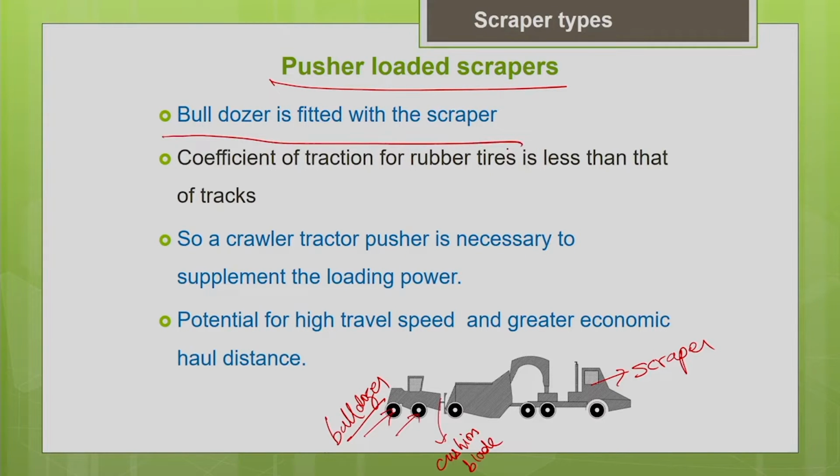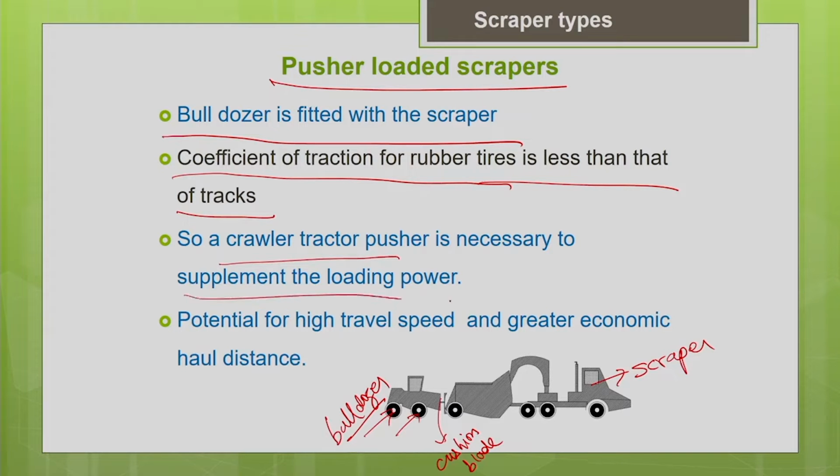Here you know that the coefficient of traction for the rubber tire is less than that of tracks. So we are taking the help of the crawler tractor pusher to supplement the loading power of the scraper. Only when the scraper is cutting the earth and filling its bowl, that is during the loading operation, I need the help of the pusher. Once the bowl is completely filled, the pusher can be detached from the scraper and the scraper can haul the material by itself. So we need the assistance of the machine only during the loading operation.